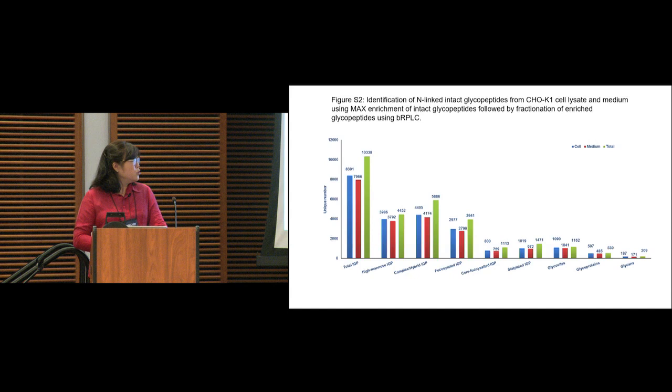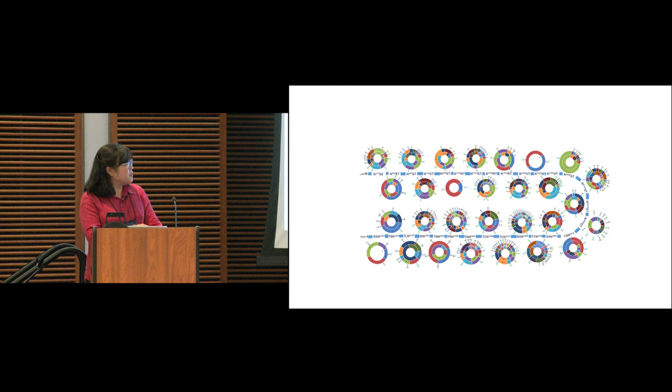Using the approach I described in the previous few slides, we analyzed the CHO cell lysate and the secreted medium to determine the proteins and the total proteins. We also separate the proteins carrying different glycans. Interestingly, for a single protein, we identified 29 N-glycosylation sites. We can determine the glycan carried by each specific glycosylation site in the medium versus the cell lysate.